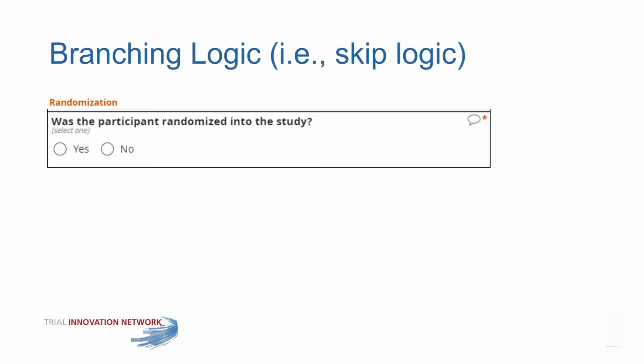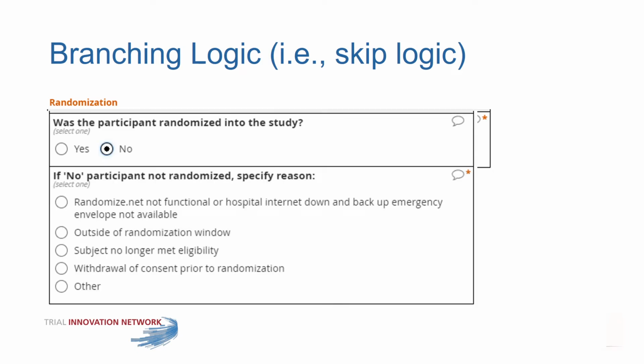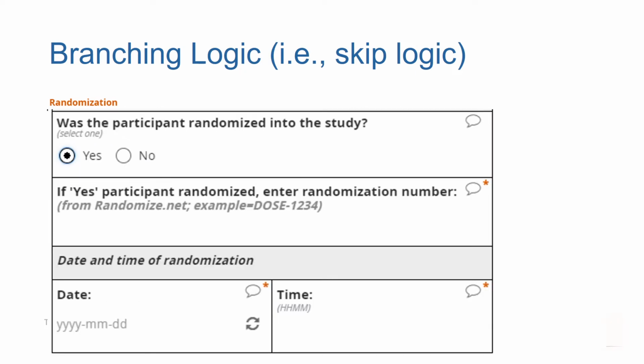Branching logic has been incorporated so you will only see relevant questions based on the response provided to a previous question. For example, if the participant was not randomized, a list of reasons is available. If other is chosen, an additional open text field is provided to specify the other choice. However, if this participant had been randomized and yes had been selected, you would be prompted for the randomization number and a date and time instead.